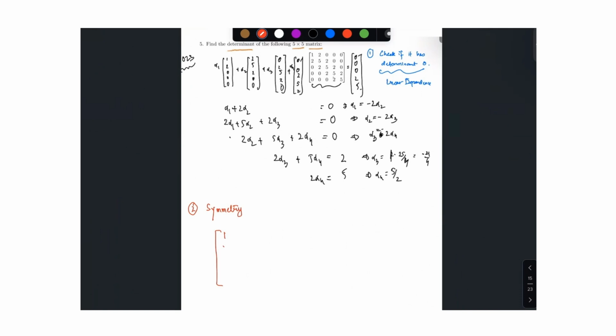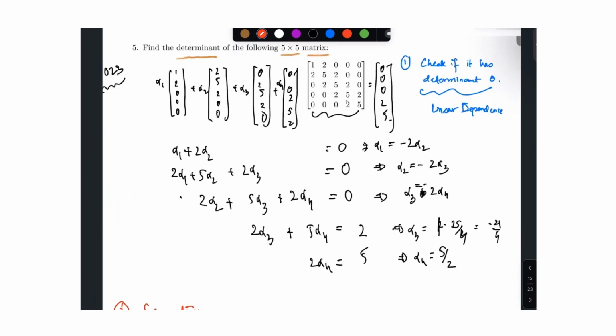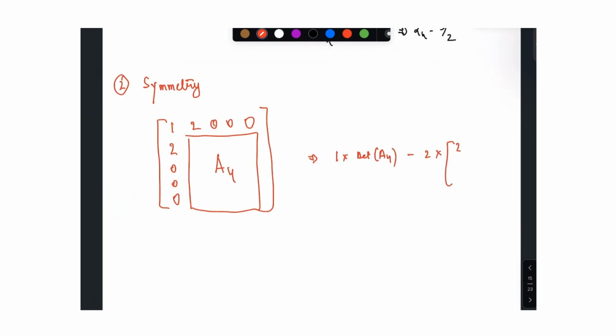So 1 2 0 0 0, and here it is 2 0 0 0, and there is a matrix here. Let's call it A4. If you want to find the determinant of this, how will you find it? You will find 1 into the determinant of A4 minus 2 into the determinant of 2 0 0 0 and then a submatrix, which we don't know.